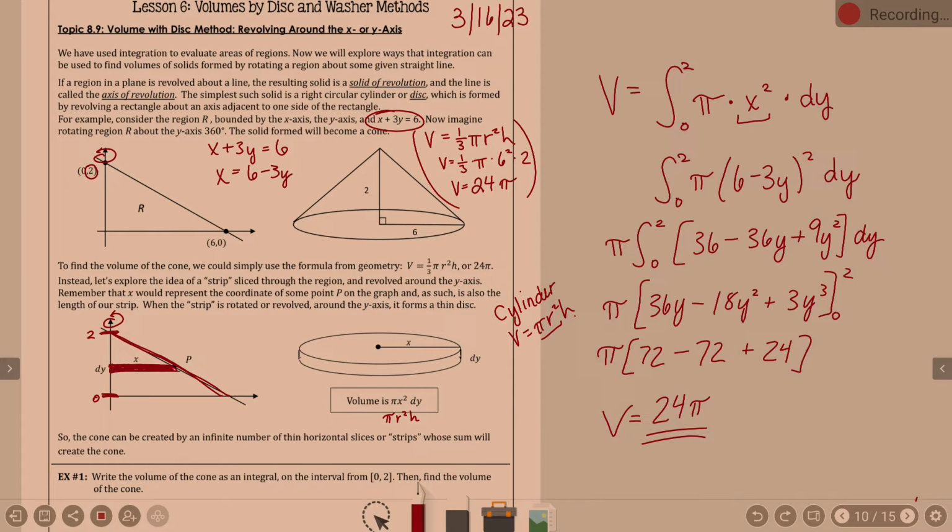Notice, does this answer match the answer of what we found earlier? And it does, doesn't it? Okay. What questions do I need to answer? Or do I need to show the next page and then we'll talk questions?